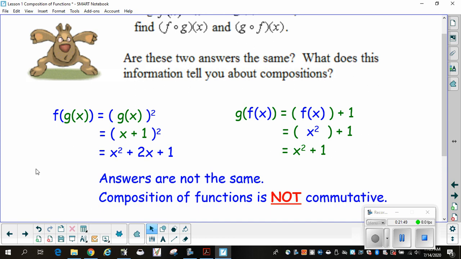No, answers are not the same. Therefore, composition of functions is not commutative. It matters which one is on the inside and which one is on the outside. Okay, so it's not commutative.